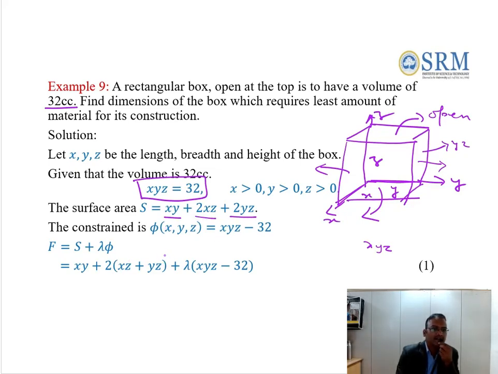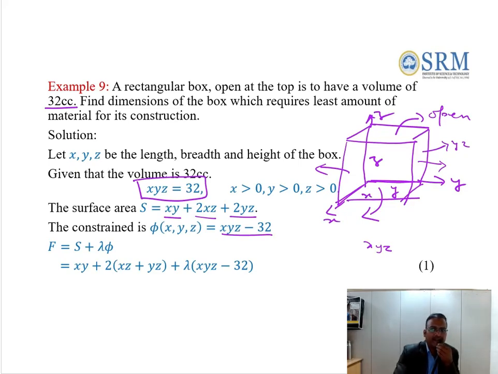Now what is the constraint? The constraint is xyz equal to 32. Therefore, you rewrite this as phi of x, y, z, which is equal to xyz minus 32. As I said, we have to redefine a new function as an auxiliary function, that is capital F equal to S plus lambda phi. What is S? Capital S is similar to your small f in the definition, right? So S is xy plus 2xz plus 2yz, plus lambda into xyz minus 32. This is your auxiliary function.